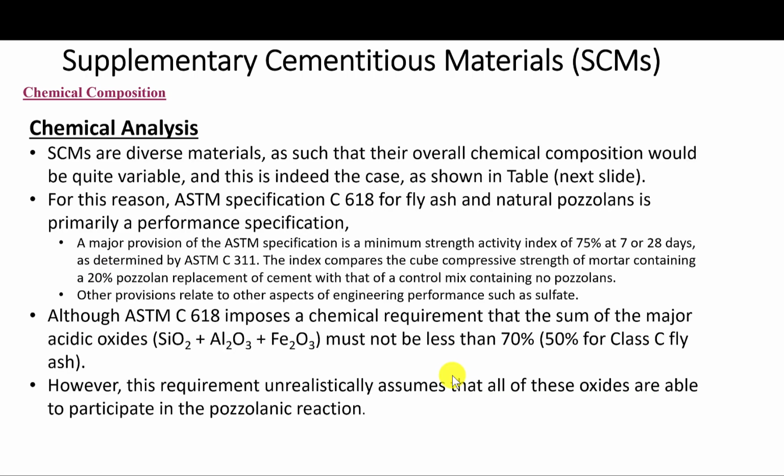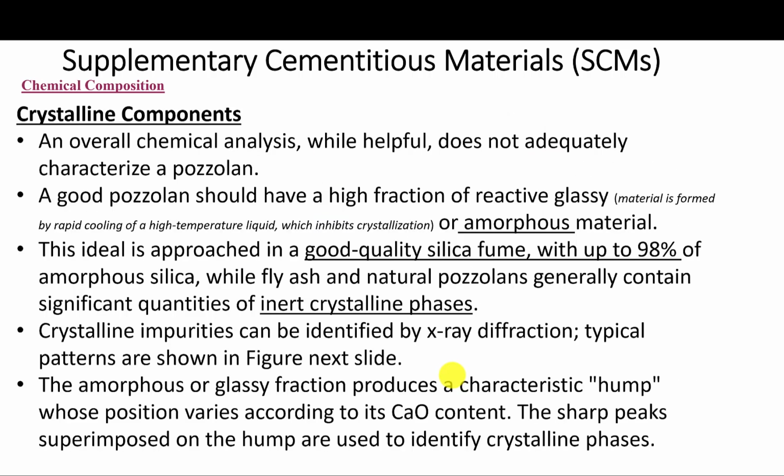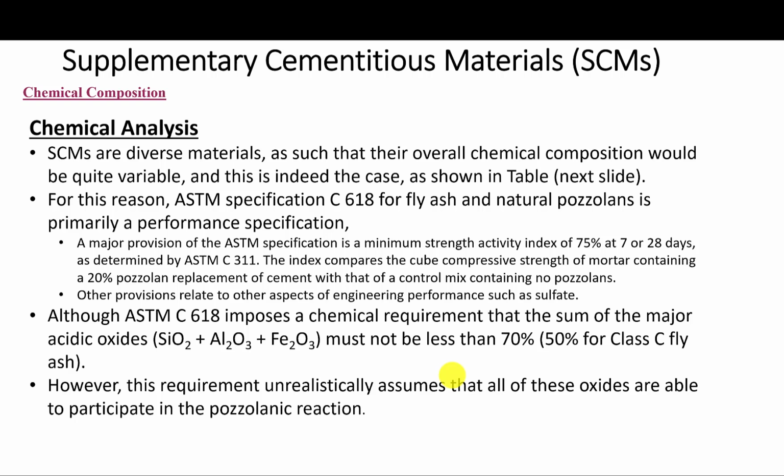So let's look at the composition of these SCMs. Let's look at the first, the chemical composition or the chemical analysis. Because pozzolans are such diverse materials, it would be expected that their overall chemical composition would be quite variable. And this is indeed the case, as I will show on the next slide here. For this reason, the ASTM specification C618 for fly ash and natural pozzolans is primarily a performance specification.